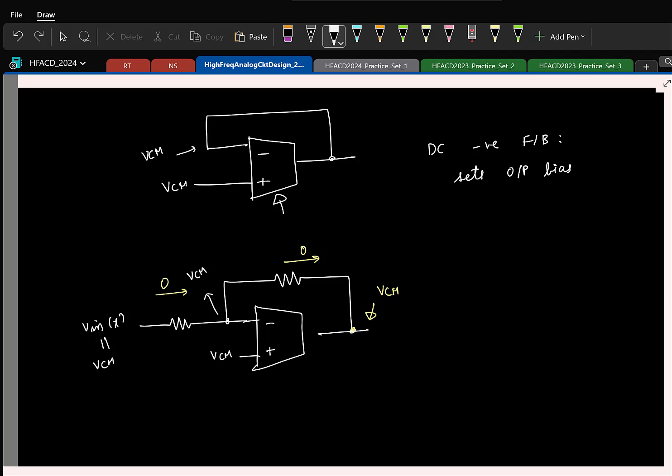Okay. And for this reason, you would have seen this, right? So we have seen this circuit, right? What is this? What does the circuit do? Integrator. So do you think this has a negative feedback at DC?